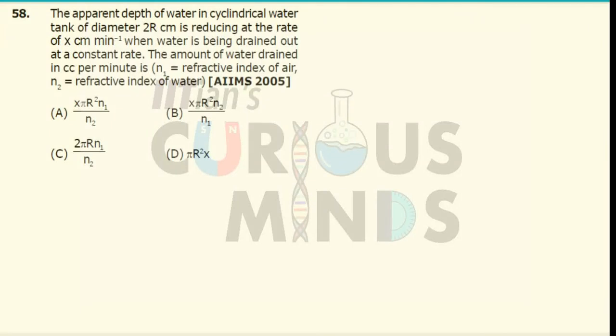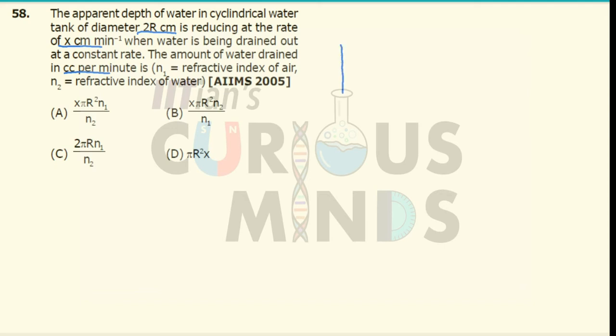The apparent depth of water in a cylindrical water tank of diameter 2r centimeter is reducing at a rate of x centimeter per minute when water is being drained out at a constant rate. The amount of water drained in cubic centimeter, that is in the CGS units, per minute is... n1 is the refractive index of the air and n2 is the refractive index of the water.